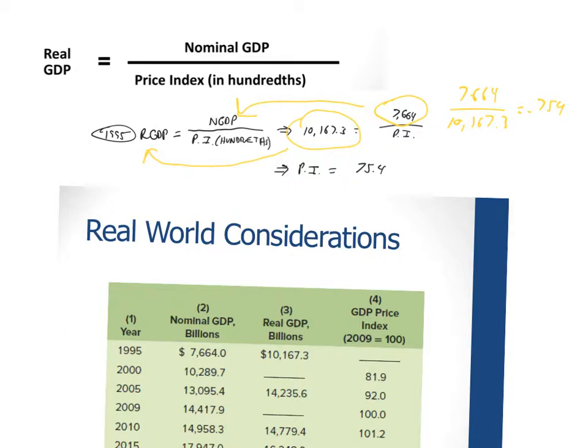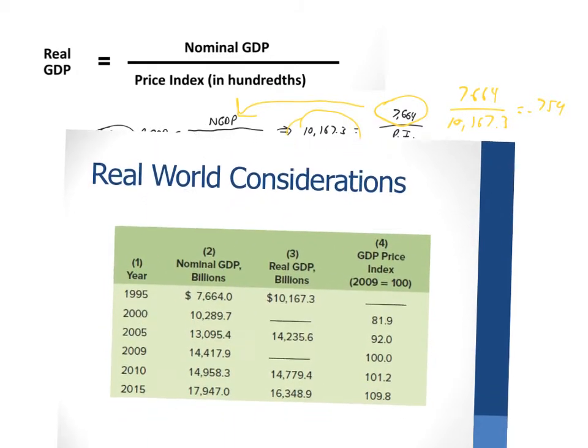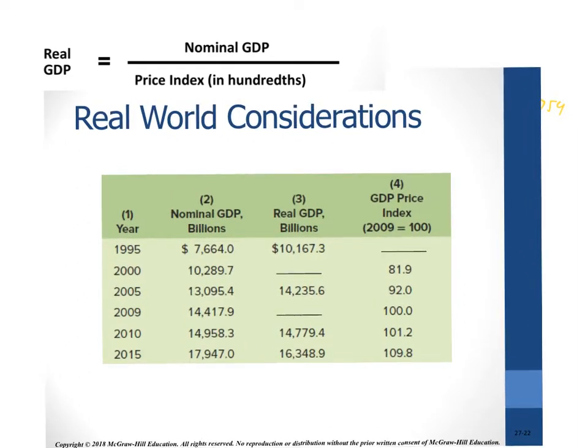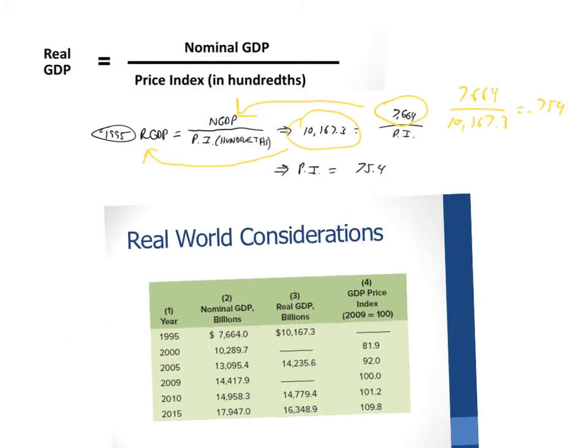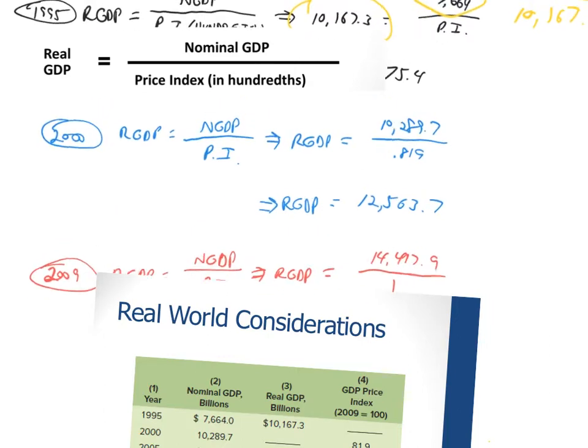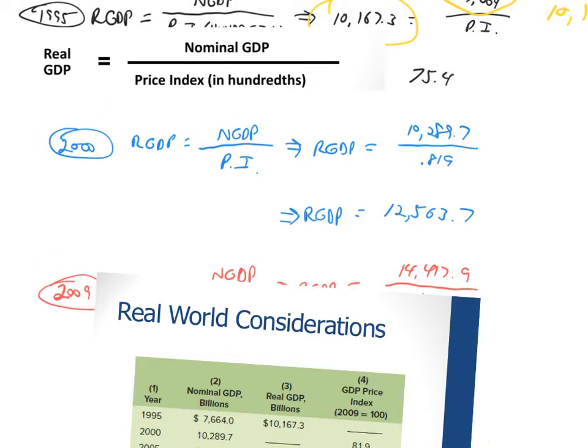Okay, so we're going to do the same thing in terms of year 2000, and as you see, nominal GDP is 10,289.7. They're not giving us real GDP, and then they're giving us a price index of 81.9. Let's see how this works, and we can use the blue to help us with this one.